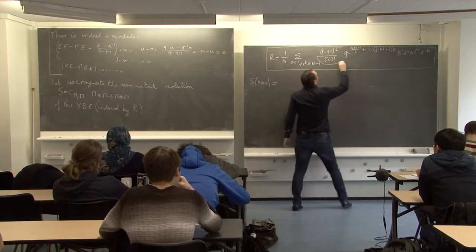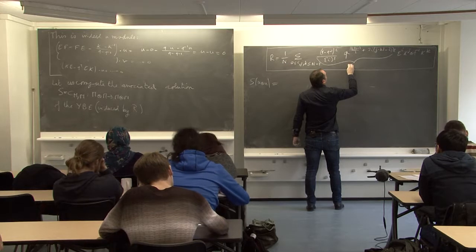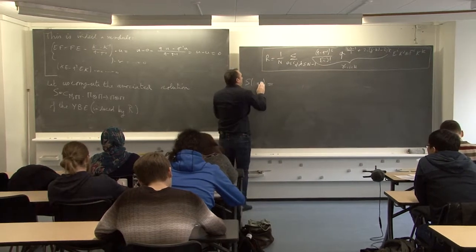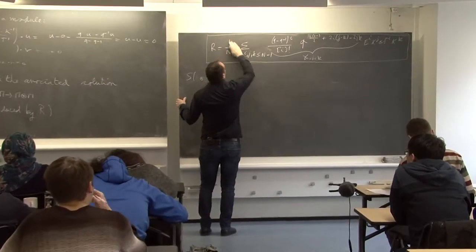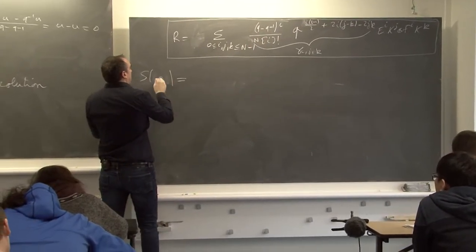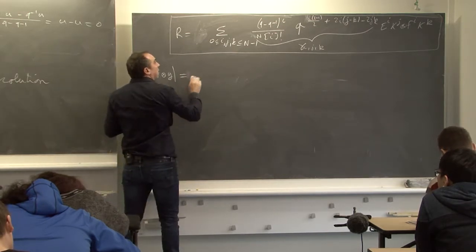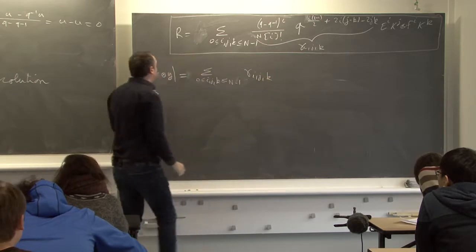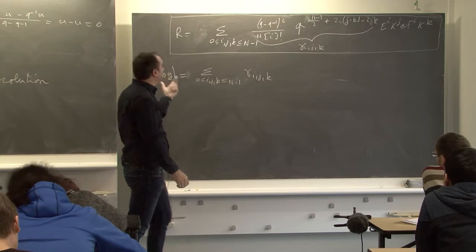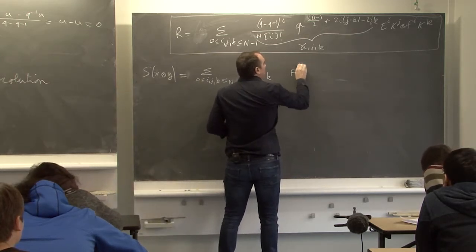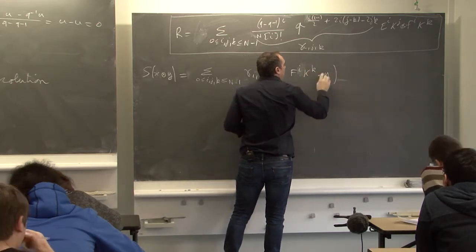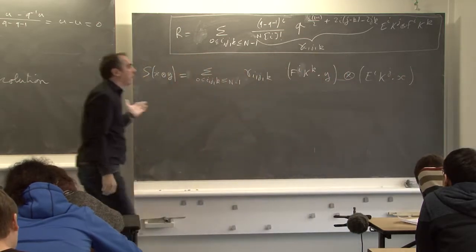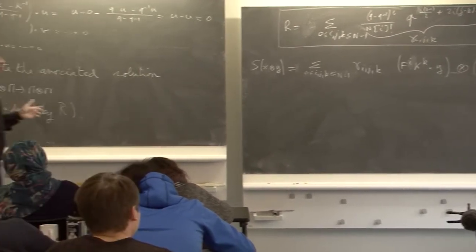So I denote this coefficient here, let's say gamma i gk, with 1 over n also put here. By definition, S of x tensor y is the sum of gamma i k: you act with the R matrix on x and y, and then you flip. So f i k applied to y tensor i k g applied to x. This is the definition of the solution.